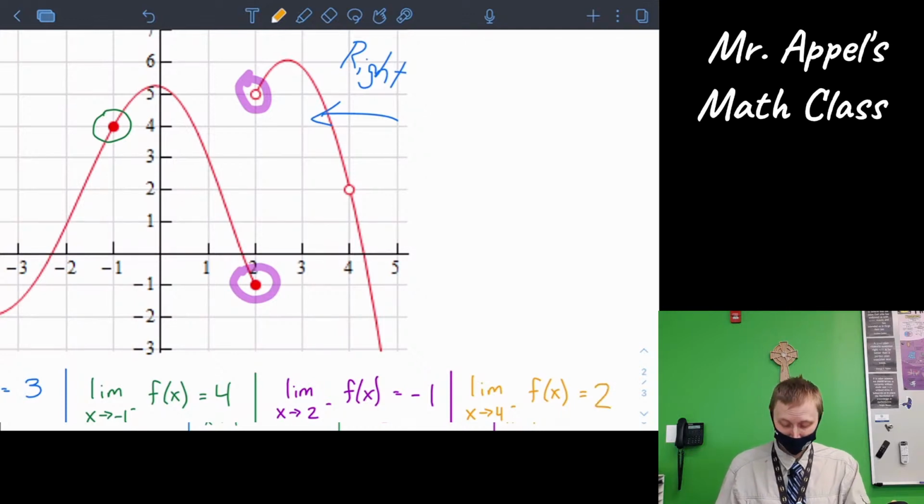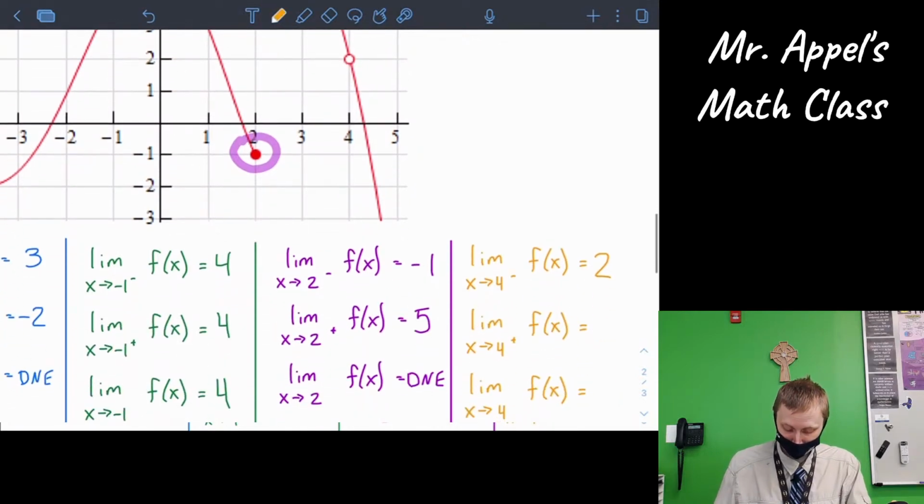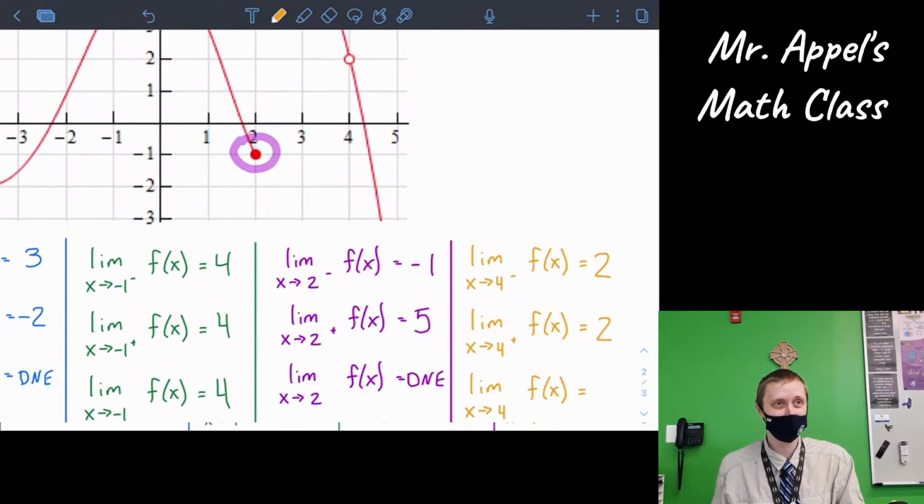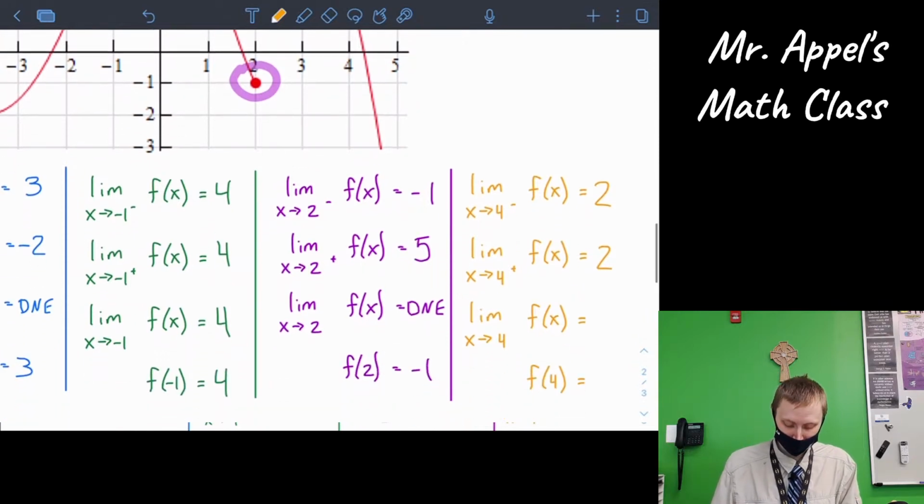Okay. How about from the right? Go to the right of 4, find our function, follow it back to 4. There it is. Oh, it looks like we hit 2 again. Or close enough. Again, that open circle does not interfere with the limit. We get to 3.9999999 gives me a value of 1.9999999. Close enough, right? Basically 2. These both say 2. So overall, the limit is 2.